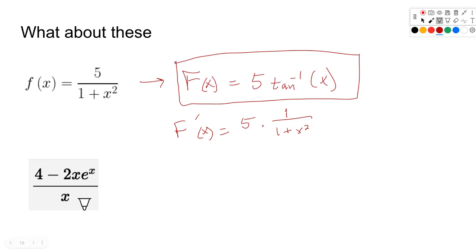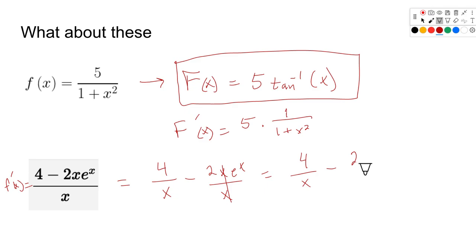Okay. How about this one here? Okay, yes. So we want to do a little bit of algebra first. Remember, this is a derivative of something. Let's break this down. Let's divide both of these by x. So we'll rewrite it as 4 over x minus 2x e to the x over x. So the x's cancel here, right? So this is now just 2e to the x, not bad.